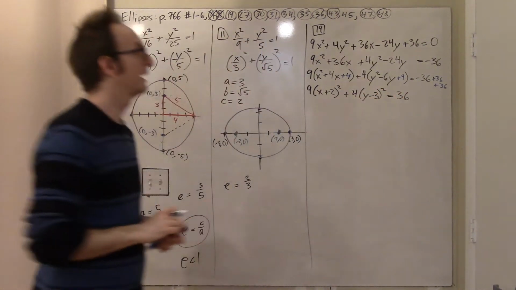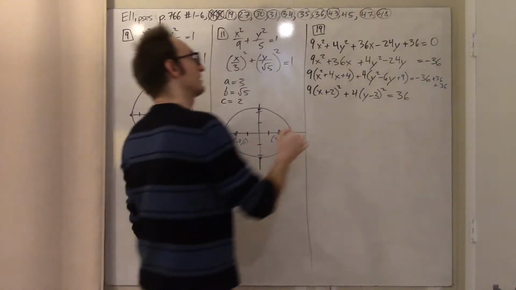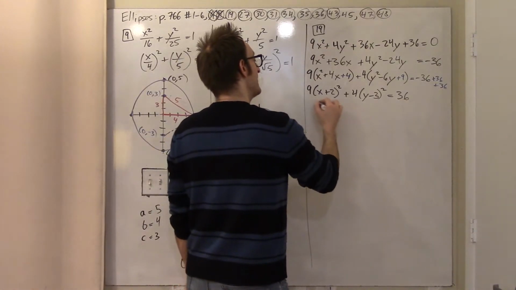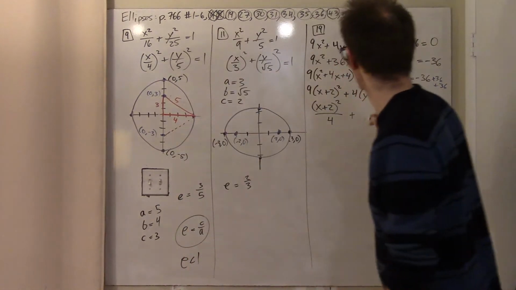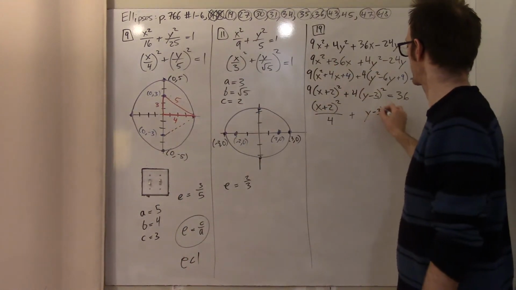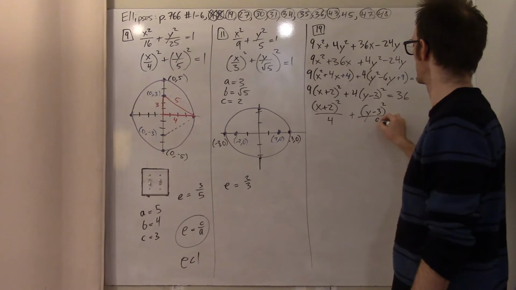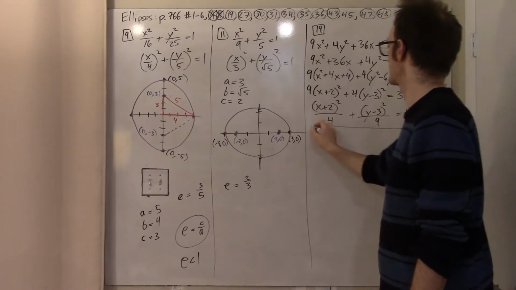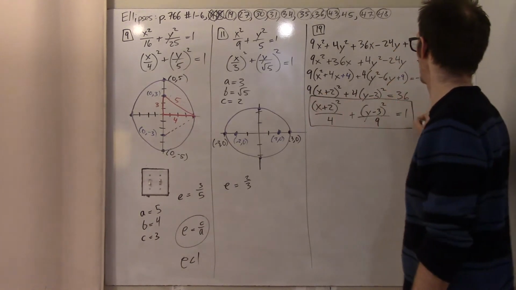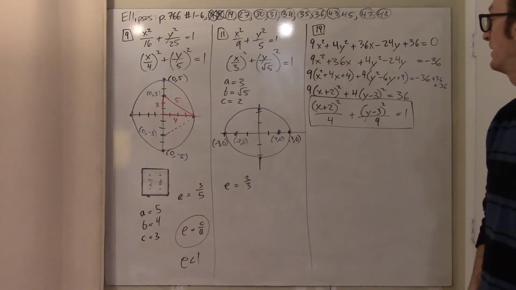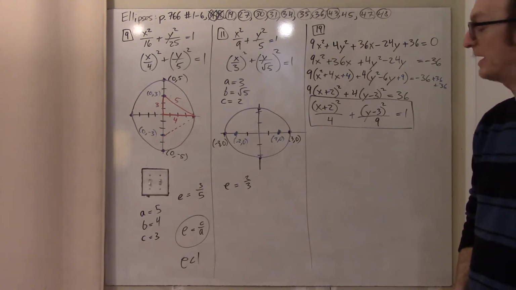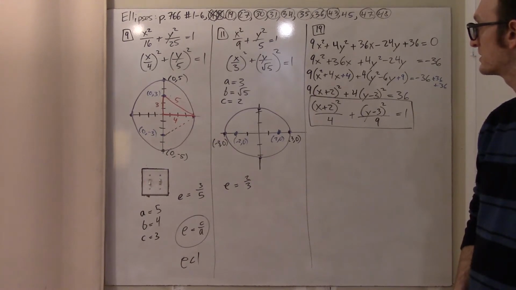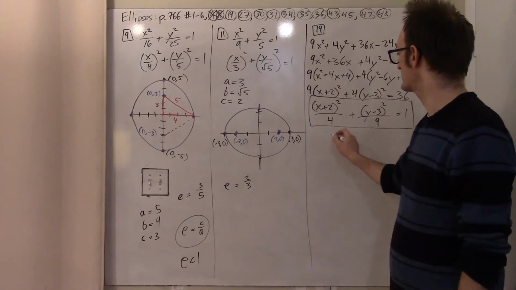And now if I just divide by 36, then I get (x plus 2) squared over 4 plus (y minus 3) squared over 9 equals 1. And so I did the job, right? I have completed the square and expressed this equation in a form in which I can now understand it. And okay, so what's going on?